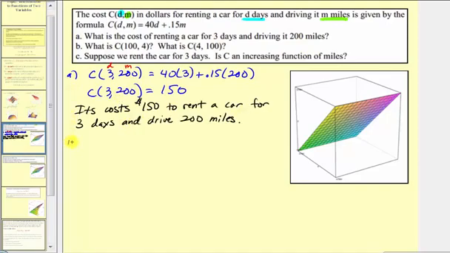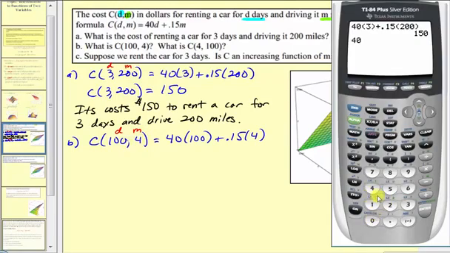For part B, we're asked to determine C of 100 comma 4 as well as C of 4 comma 100. So first, C of 100 comma 4 would be equal to 40 times 100 plus 0.15 times 4. So notice here d equals 100 and m equals 4. So this function value is going to be how much it would cost to rent a car for 100 days and only drive it 4 miles.